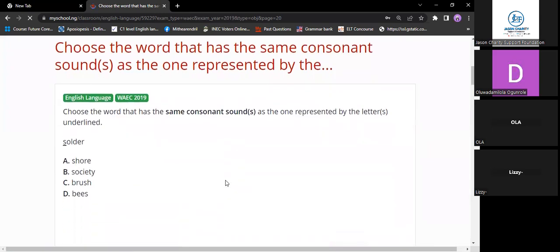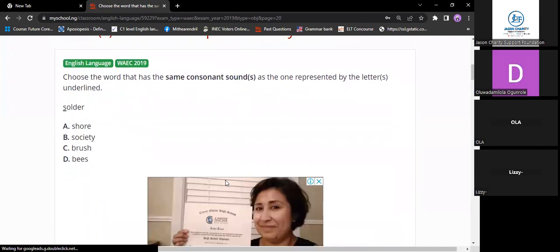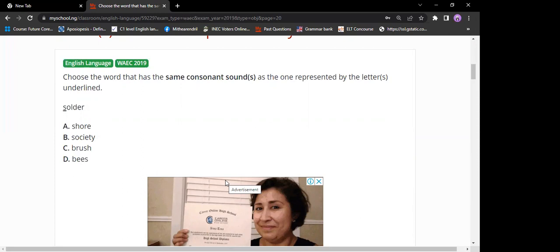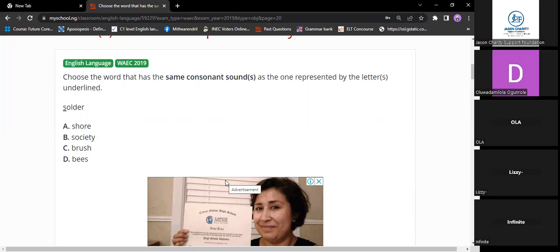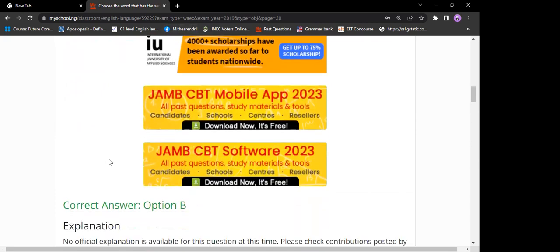So let's proceed from there. Now what we have now is soldier. The first option we have is shore. The second one is society. The third one is brush. And the last one is bees. So with what we have pronounced, B is our likely answer. Let's check to confirm if our answer is correct.